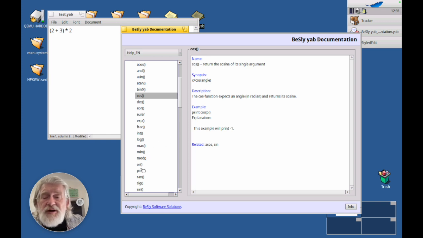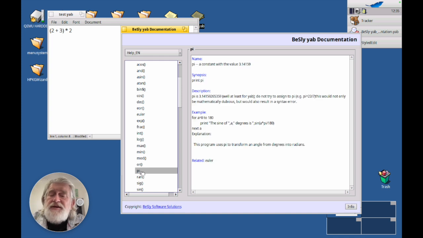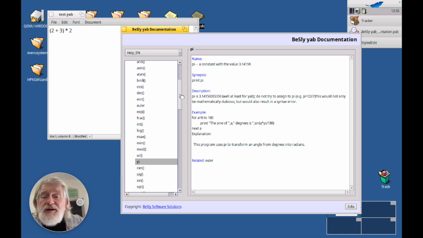Got a few little shortcuts here. Pi. Okay. No need to write 22 divided by 7. It's just pi. Right, what else have we got here? Right, where is it? Here.